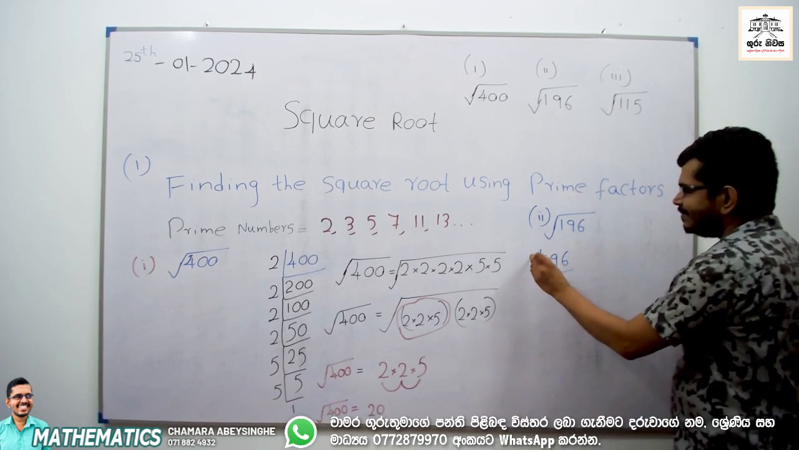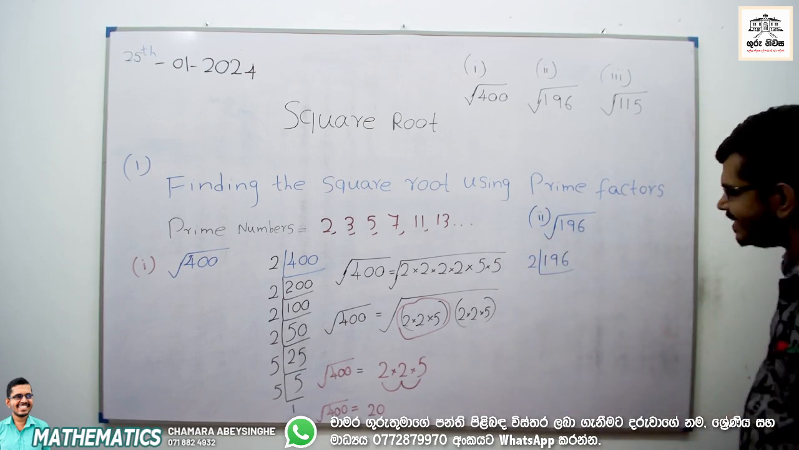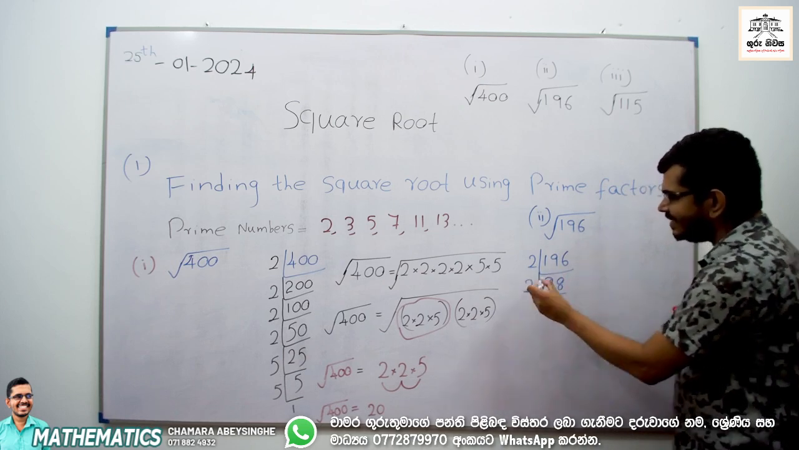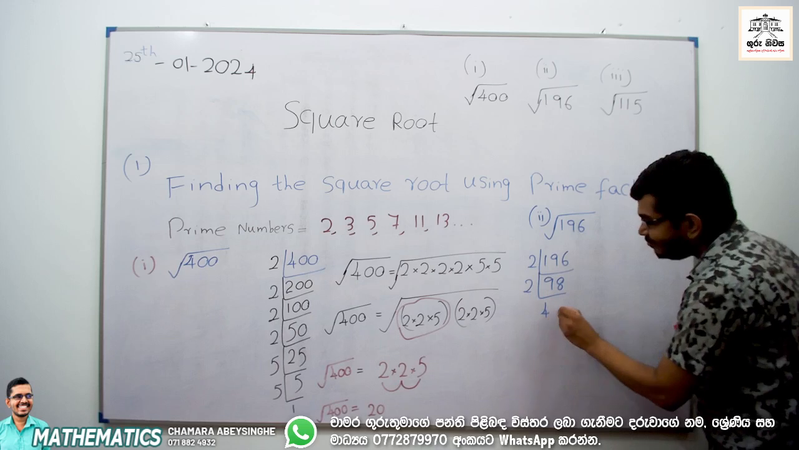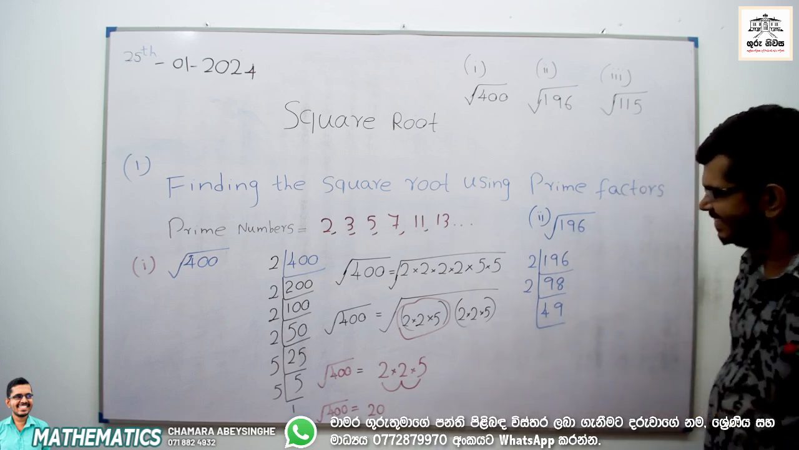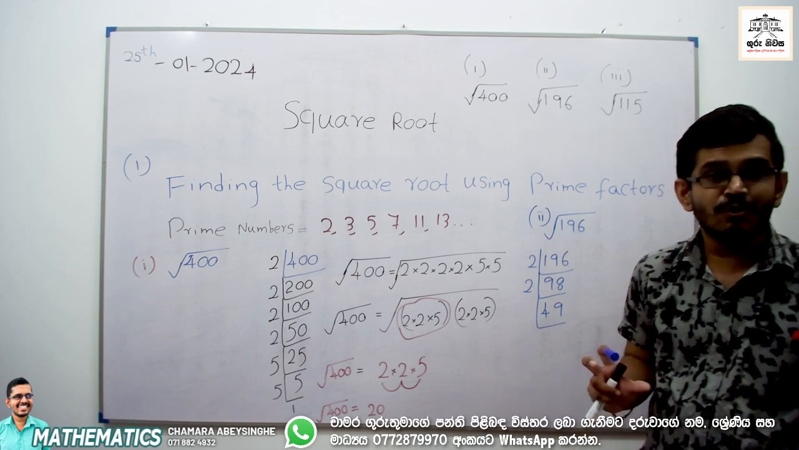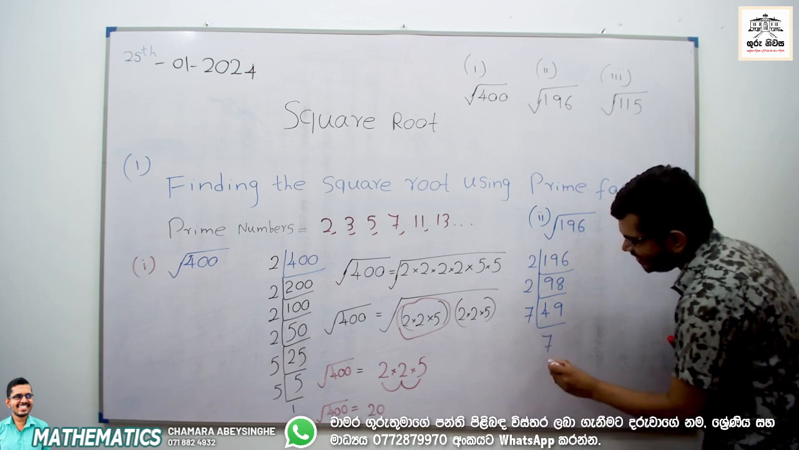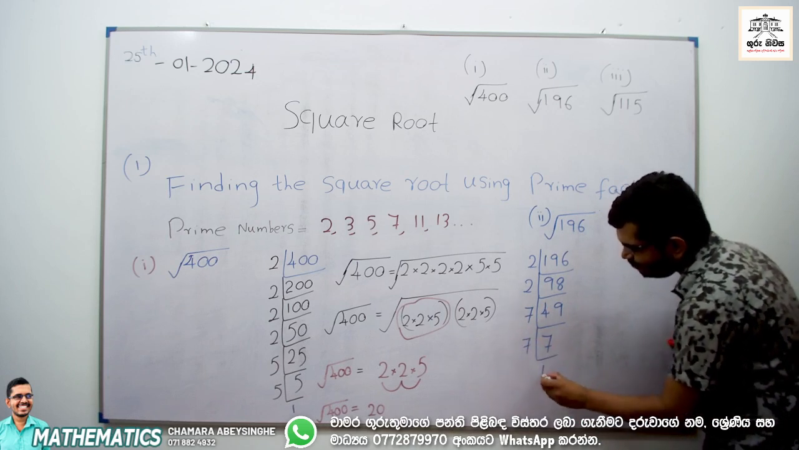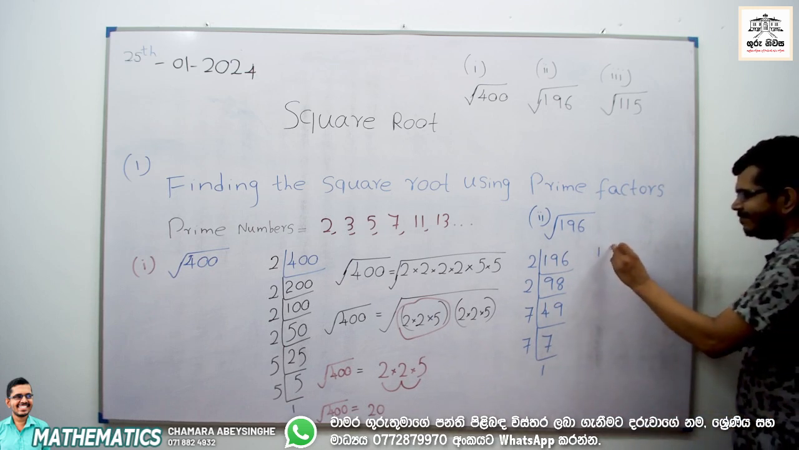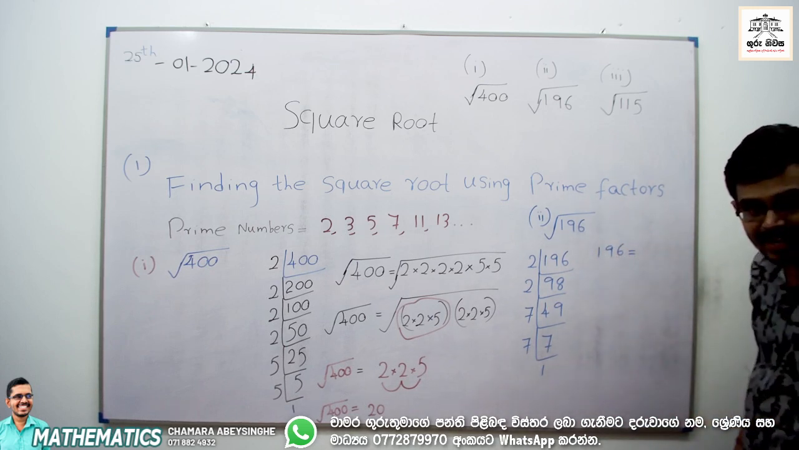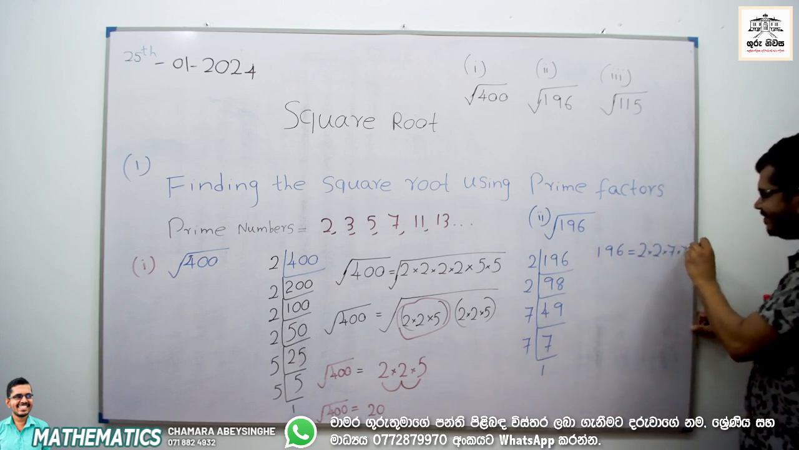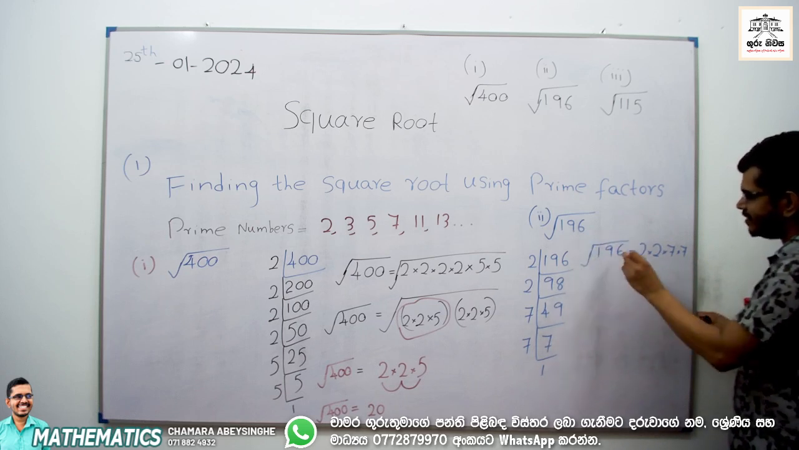196 divided by 2, student. 196 divided by 2 is 98. 98 divided by 2 is 49. 49, student, what is the number? Can we divide? 49 divided by 7 is 7. 7 divided by 7 is 1. Now we can write 196 as a product of the prime numbers: 2 multiply 2, 7 multiply 7. Put the square root mark on both sides.